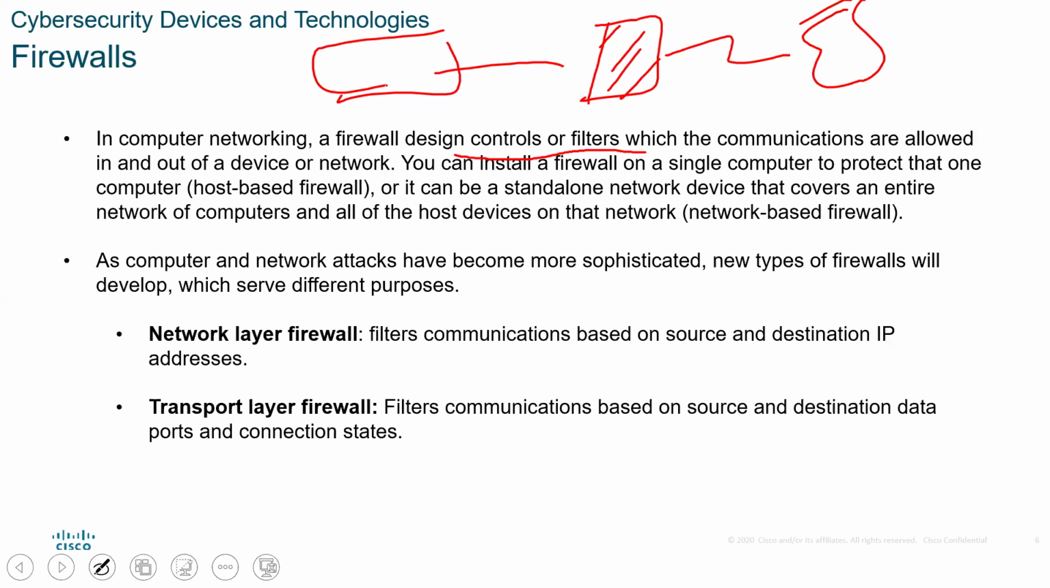It can be a standalone network device that covers an entire network of computers and all the host devices on that network. That type of firewall is called a network-based firewall. The network-based firewall filters communication based on source and destination IP addresses.